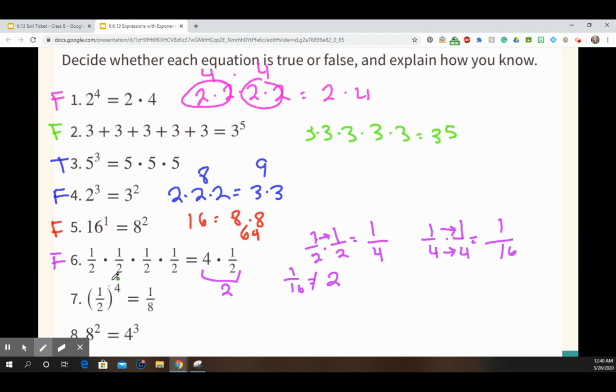Half to the 4th power, that's actually what we just looked at right here. 4 groups of a half, meaning that's 1/16, is equal to 1/8. Well, no, that's not true because we would have 1/16, and that's not equal to 1/8. So that's also false.